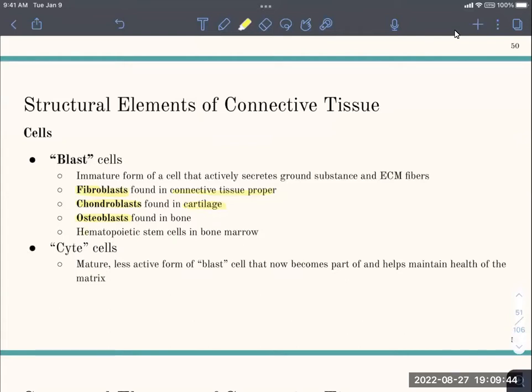We also have hemopoietic cells, stem cells, that are found in bone marrow. These are what make the different kinds of blood cells. We also have cyte cells. They're kind of the less active mature form of blast cells. They help to maintain and monitor the environment, keep the matrix healthy, make sure everything is staying the way it should. Our cyte cells are kind of the boss. They tell certain cells what to do.